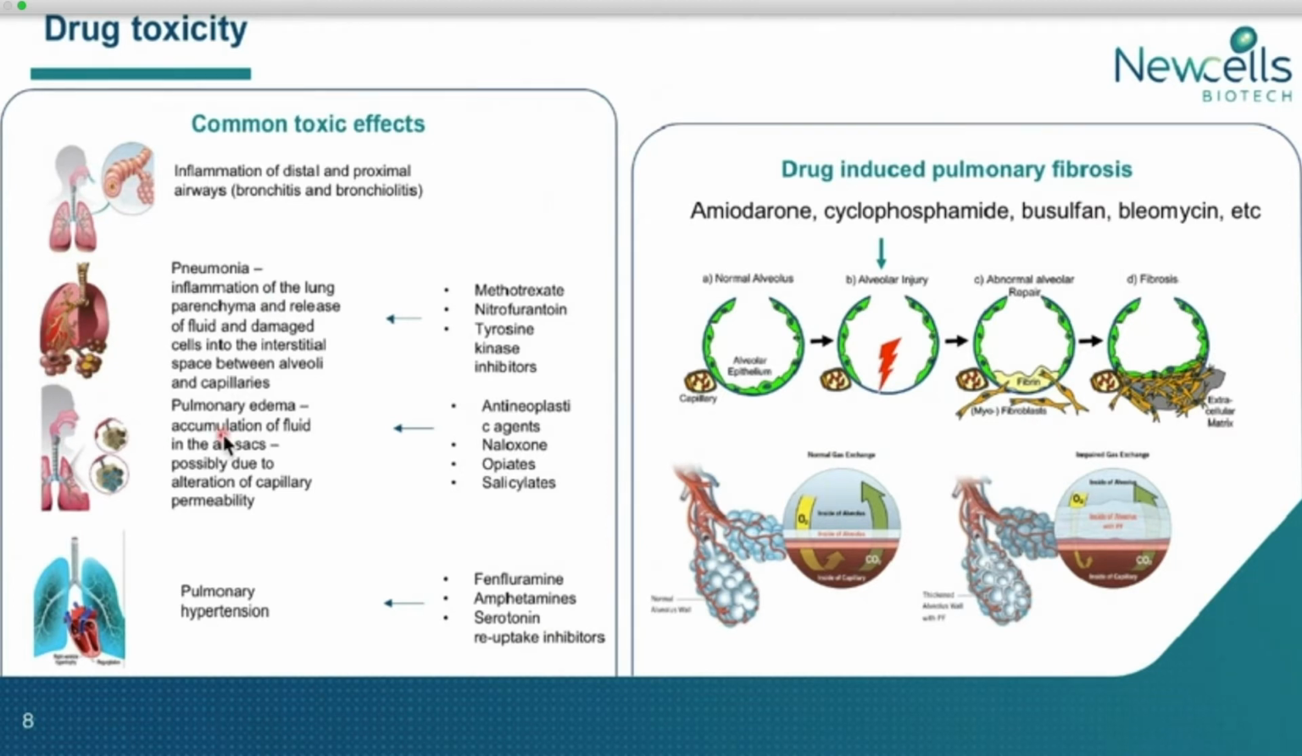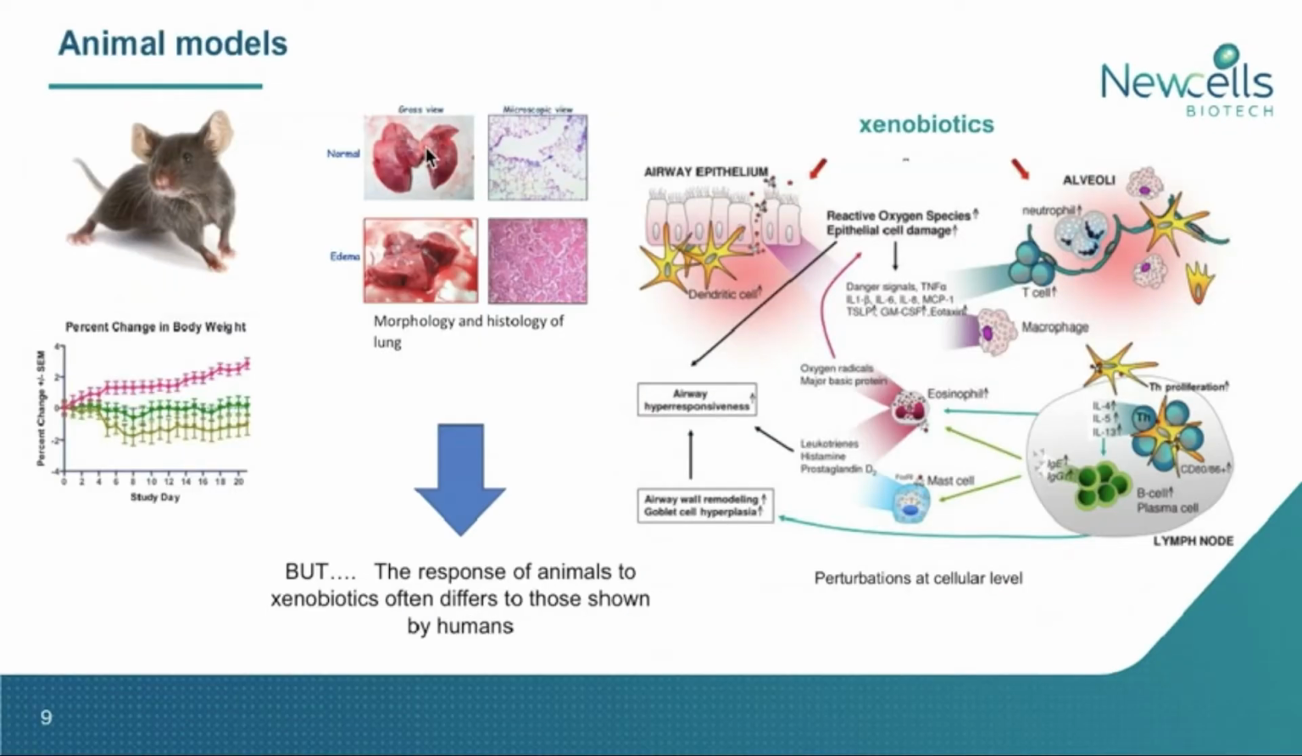In a similar way, pulmonary edema, which is accumulation of fluid in the air sacs, does essentially the same thing. But also a lot of drugs such as amiodarone, busulfan, bleomycin, etc., will cause a particular type of damage to the alveolar epithelium, which can lead to the onset of fibrosis. So all of these things we must be able to incorporate into our model.